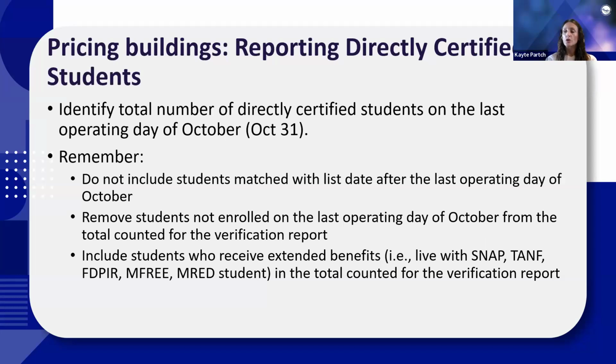But do remember to include students who receive those extended benefits because they live with another student directly certified for SNAP, TANF, FDPIR, Medicaid free, or Medicaid reduced. So those students who receive meal benefits extended from a directly certified student should be counted and included in section 3 of the verification report.